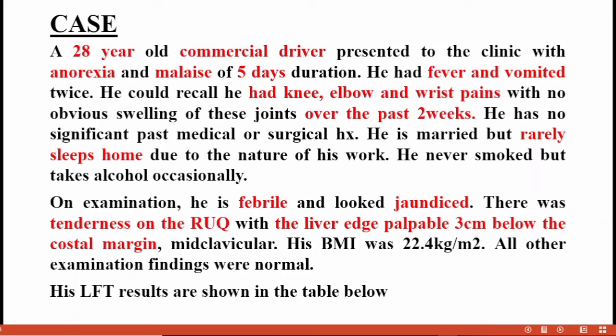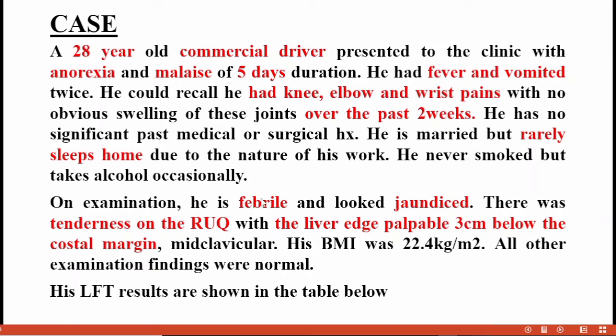The liver function test is shown in the next slide, but let's look at the key points in this case. A 28-year-old, meaning sexually active, a commercial driver. The occupation of the patient also tells us the risk. The patient presented with anorexia and malaise for 5 days, then arthralgia. Joint pain without joint swelling is arthralgia. These constitutional symptoms of a viral prodrome point to a viral infection. There is no past surgical or medical history.